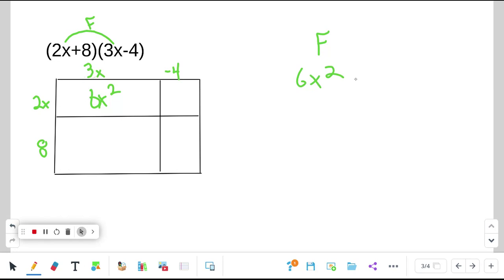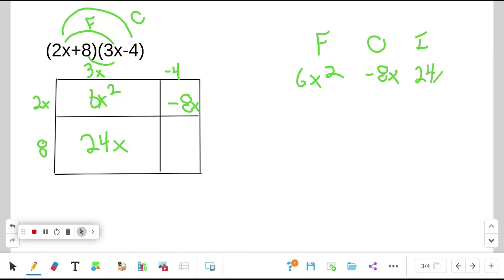Then the next one I'm going to do is going to be the outside pair right here. I'm going to put a little o. And that's going to be negative 8x. And I'm going to write o over here, and that's negative 8x. Then I'm going to write the inside pair right here. That's 24x. So inside pair, 24x. And then I'm going to circle or indicate these, the last pairs, and negative 32.